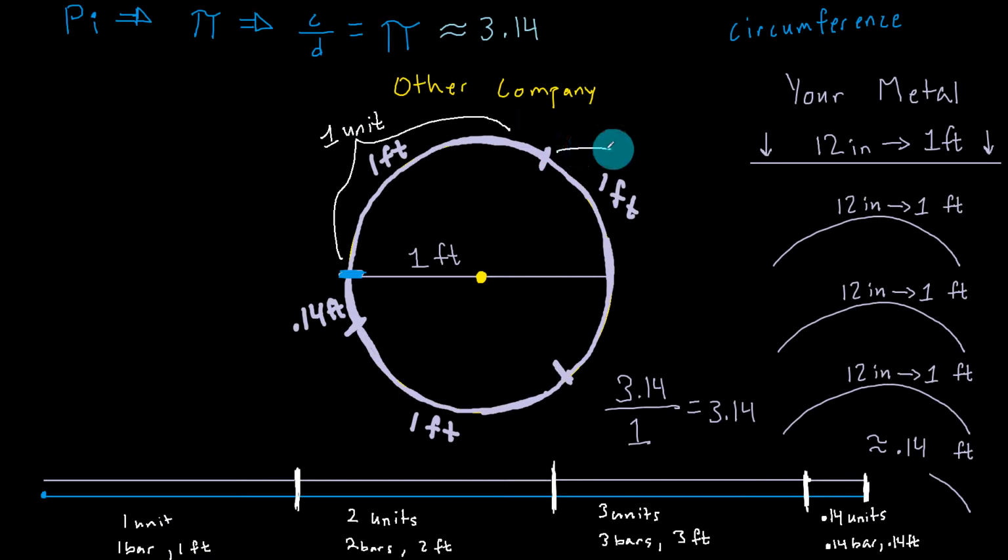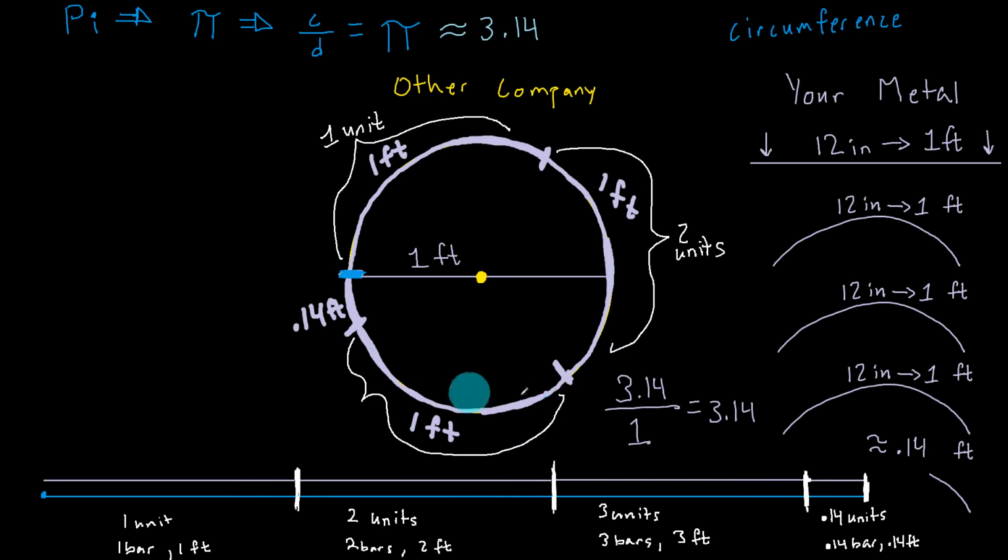The second 1 foot section along the circle represents 2 units. This third section along the circle represents 3 units. And finally, this last section, well, it's not 1 foot in length, it's a fraction of a foot. It's 0.14 feet in length. So this represents 0.14 units. Now when you add all of these units up, it's roughly 3.14 units.